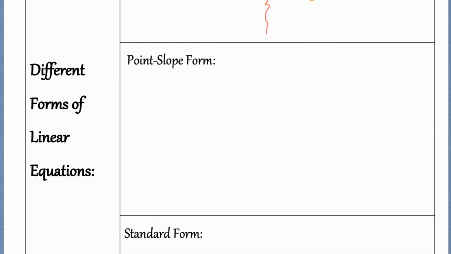Point-slope form is a little new, so we'll start off by showing what point-slope form looks like. This is point-slope form, which is y minus y1 is equal to m times x minus x1. The reason it's called point-slope form is because to be able to write a linear equation in this form, you need a point that will be on that line, not just the slope or the y-intercept. You need an actual point that will be on the line of the linear equation.